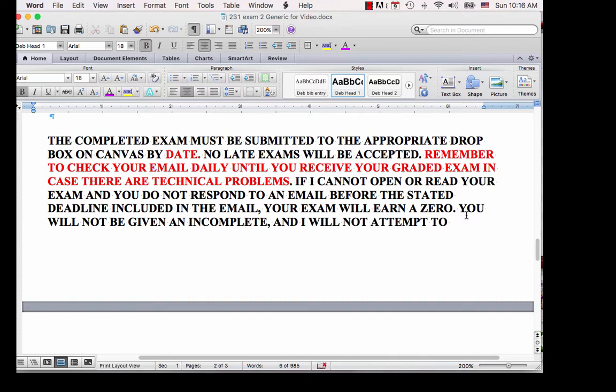But it is important that you check your email every day from the date that the exam is due until you get an email from me either saying I didn't get your exam and you have 24 hours to send it to me, or I did get everybody's exams who didn't receive an email stating I didn't. Does that make sense? I think it does.